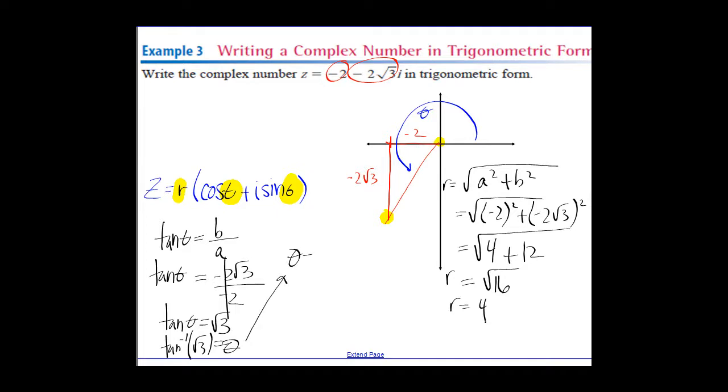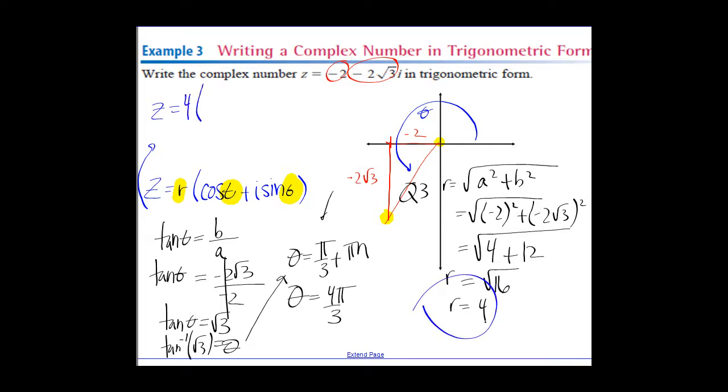So theta must be pi over 3 plus pi n, and I add pi n because of the length of the period of the tangent function. Well, clearly we're working in quadrant 3, and pi over 3 is in quadrant 1. So if we add 1 pi, we get theta as being 4 pi over 3. So now just substituting in values, we've got z is equal to r, 4, open parentheses, cosine 4 pi over 3, plus i sine 4 pi over 3.